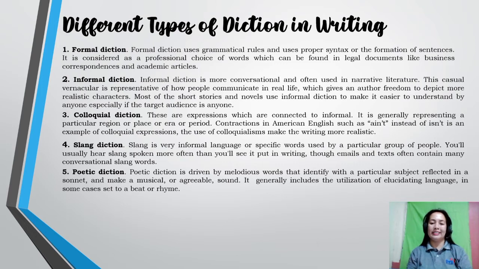Poetic diction. This is the favorite type of diction of William Shakespeare, di ba? Hemingway, Wordsworth, sila ni. Okay, poetic diction. Poetic diction is driven by melodious words that identify with a particular subject reflected in a sonnet and make a musical or agreeable sound. It generally includes the utilization of elucidating language, in some cases set to a beat or rhyming. Maghambal ka bala, very rhyming, poetic ka lang yun. So you have spoken poetry that is very poetic, nag-rhyme siya sa end.